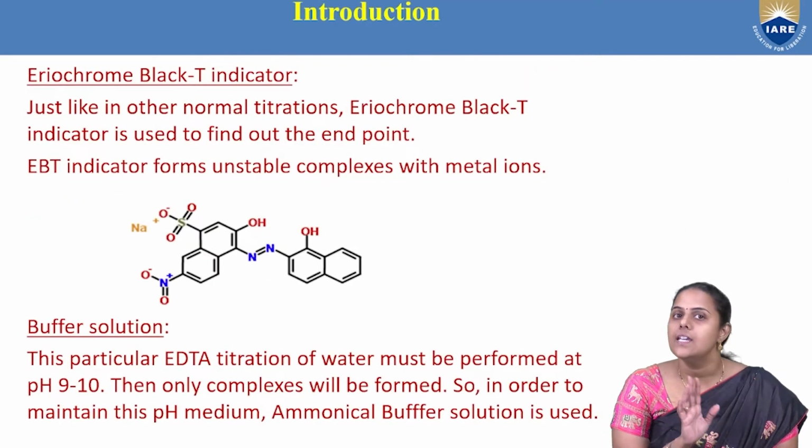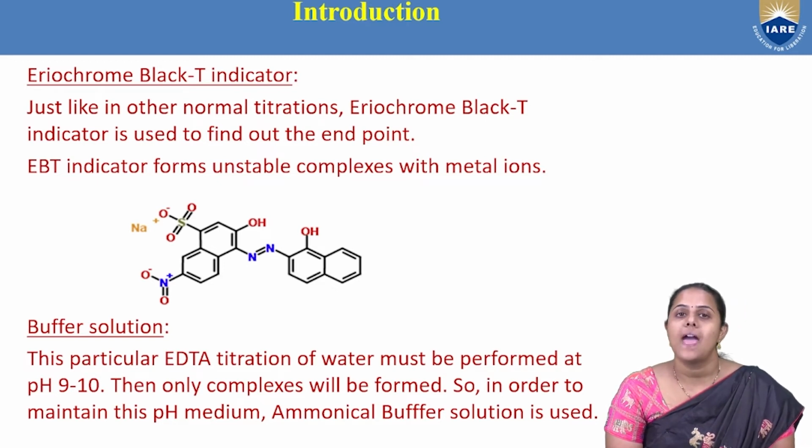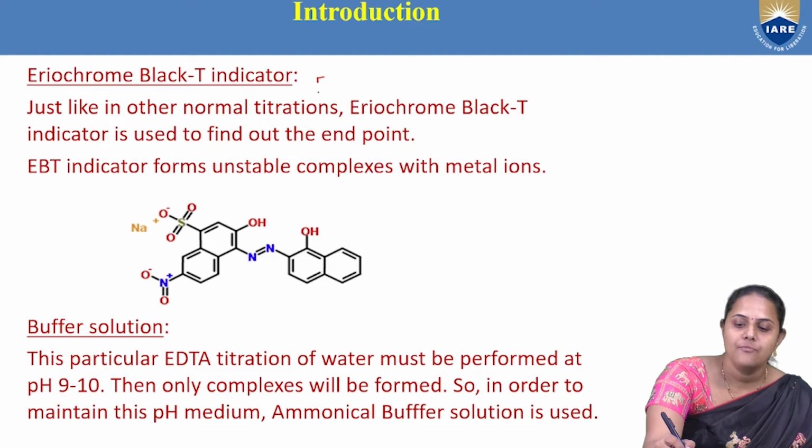EDTA, ethylenediaminetetraacetic acid, will form very strong complexes with metals. Now, our second reagent is Eriochrome Black T indicator. In short form, we call it EBT.